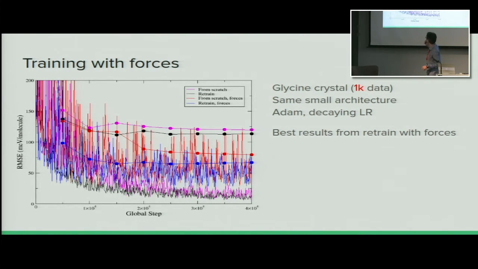What really helps is to add forces. As you add forces, you see that not only your validation decreases, but also the distance between your training and validation gets much closer. This is because the potential energy surface is defined much better in this case. So this training with forces and the retraining and the transfer learning really seem to work in our case for small networks with small data sets to get you to some good results.